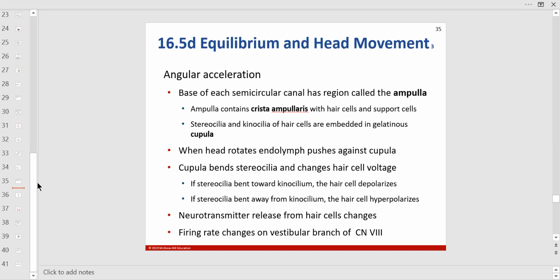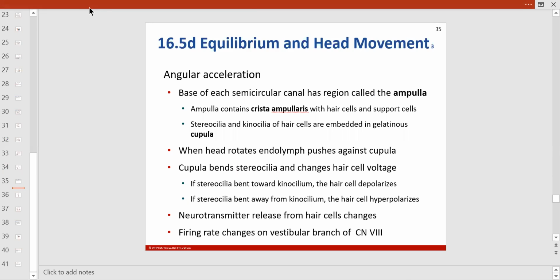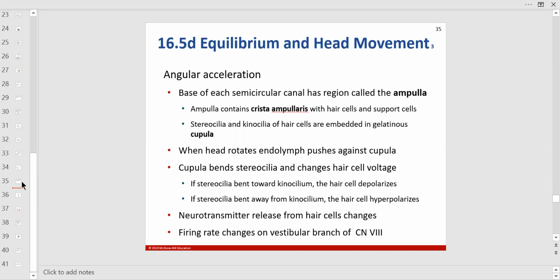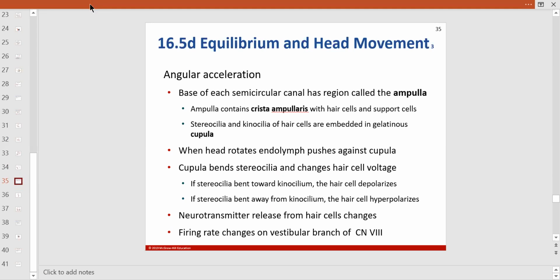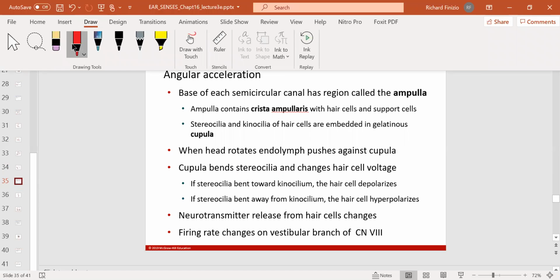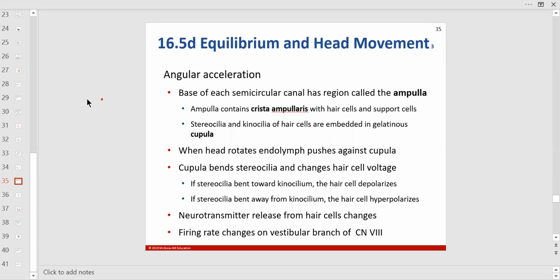So angular acceleration, now we're in Six Flags, we're really moving now, right? Let me see if I can draw on this. So this is angular or rotational. And now in the semicircular canal, you have a region called the ampulla, and that is a big, important structure, and that's about angular acceleration.